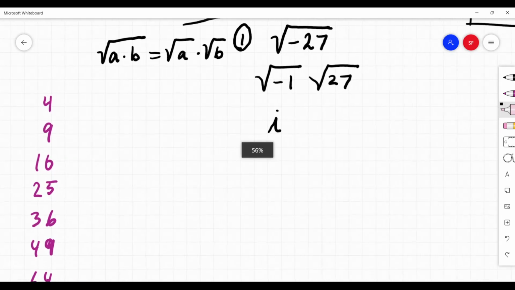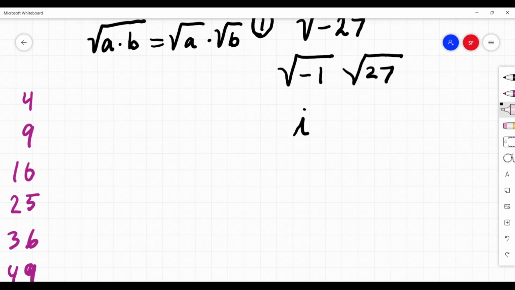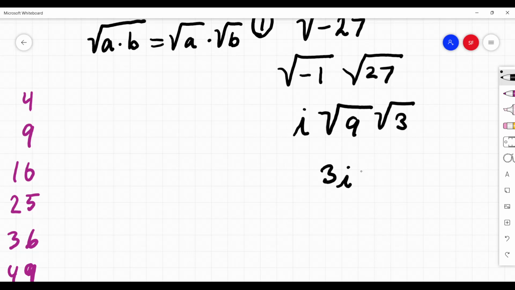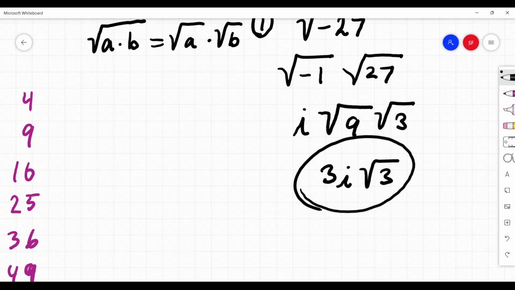Okay, so one of these goes into 27. Which one of these goes into 27? 9 does. Okay, so we can split the square root of 27 into the square root of 9 times the square root of what? 9 times what equals 27? That would be 3. What's the square root of 9? It is 3. So this number simplified is 3i times the square root of 3. There are no perfect squares that go into 3, so this is as simple as it gets.